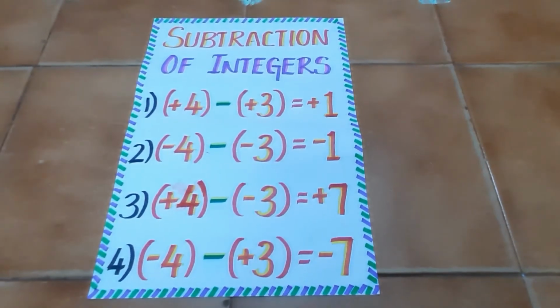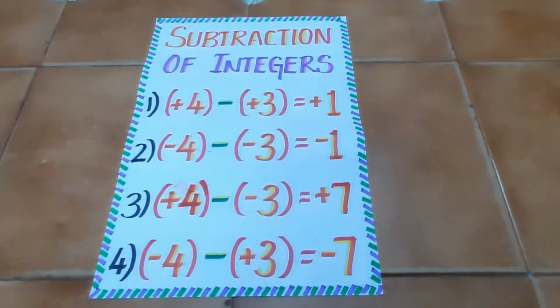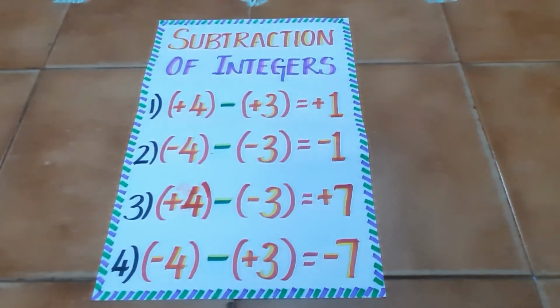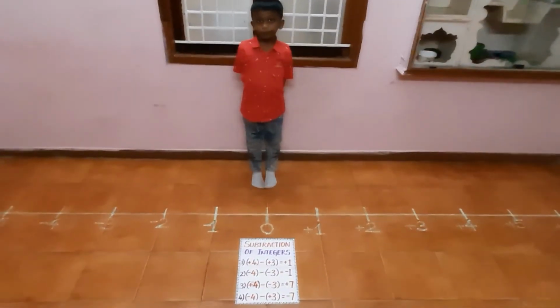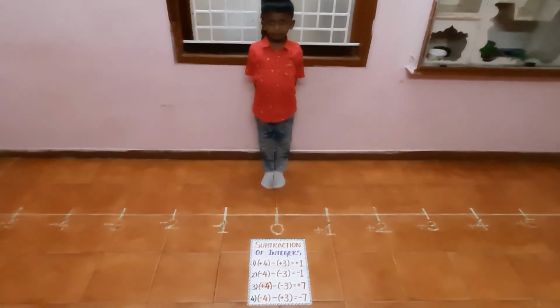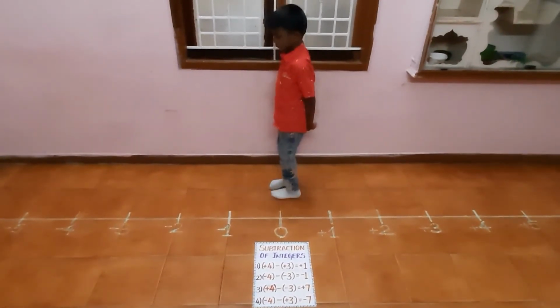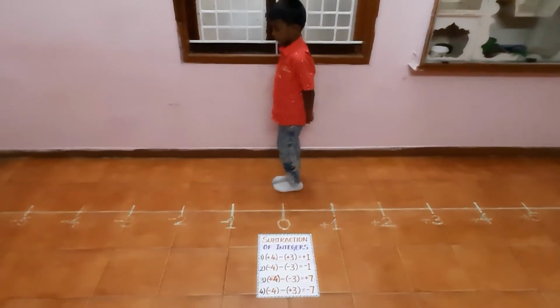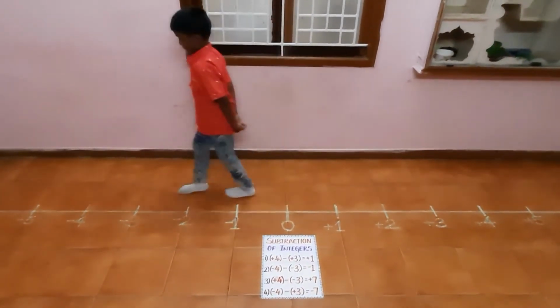In the fourth case, we are going to find the difference between minus 4 and plus 3. And let's see how we are getting minus 7. The first number is minus 4. Therefore, the kid turns towards the minus direction and reaches minus 4.